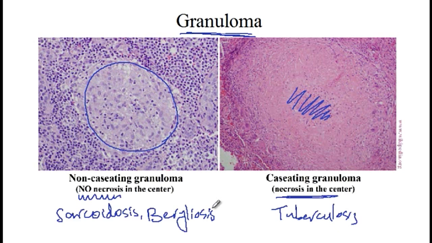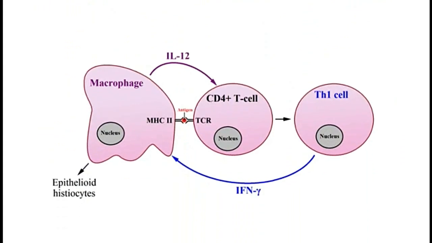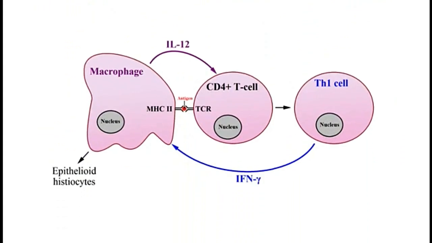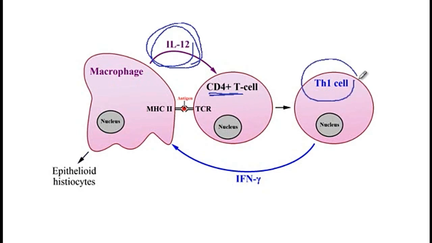Now there are two important cells that are essential for the formation of granuloma. One is the macrophages, and two are Th1 helper T cells. So let's go through the mechanism through which granulomas are formed. Once macrophages pick up the antigen, they present it to the CD4 T cells, and by producing IL-12, they induce the maturation of CD4 T cells into Th1 cells.